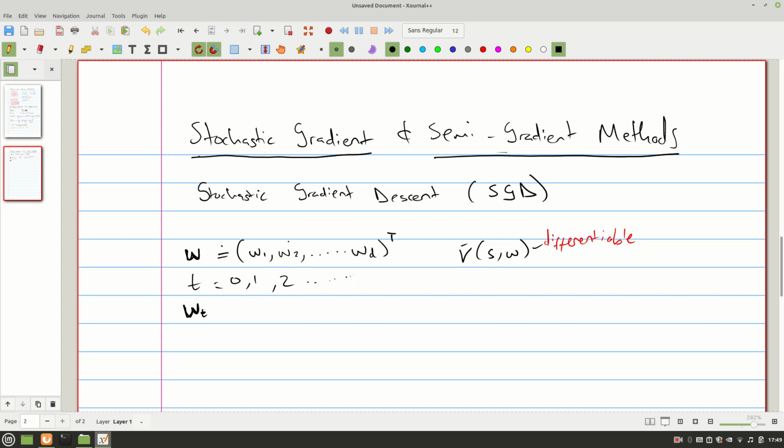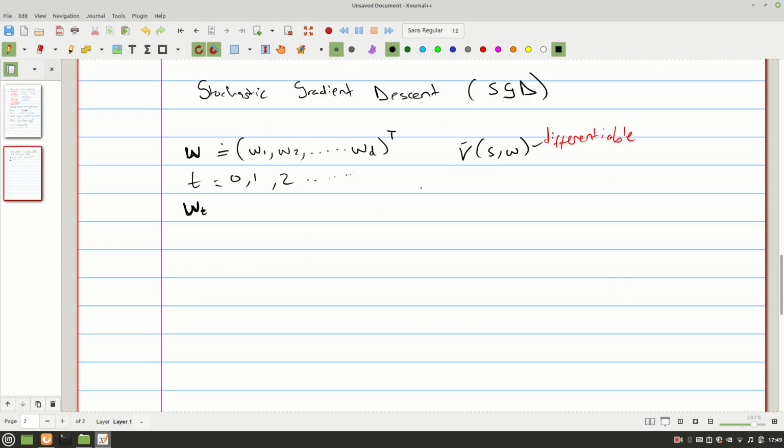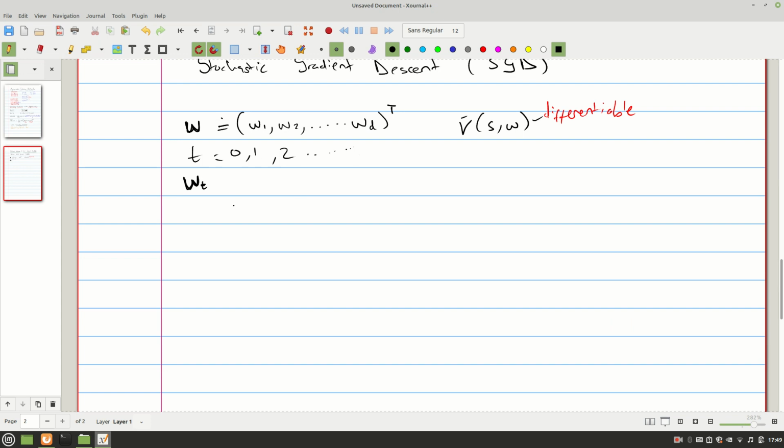So for now, let's assume we're given some state s_t and its true value under some policy pi, which we'll denote by v_pi of s_t. As I assumed before here, we're assuming that we know the true value of this, right? So we're going to assume we know v_pi of s_t. We assume this is given to us.